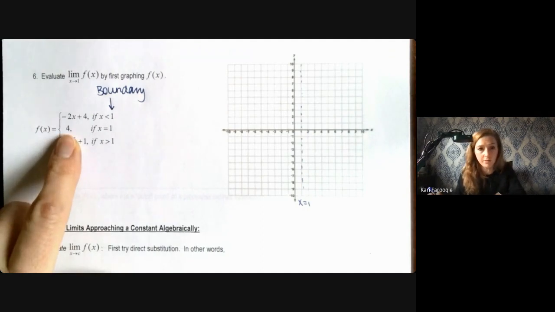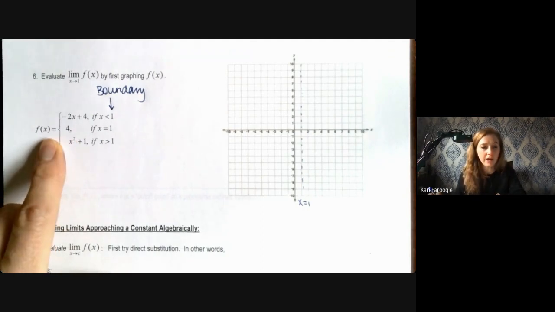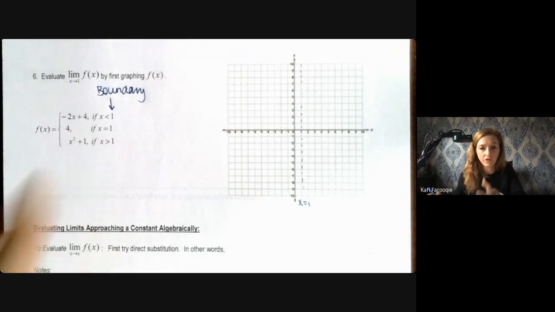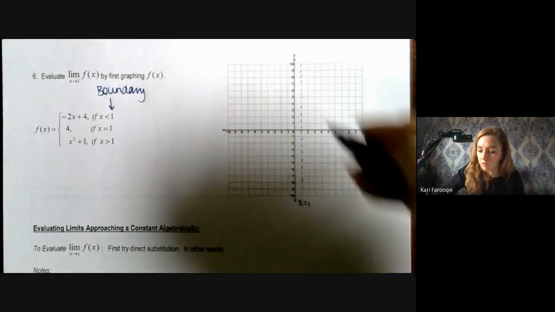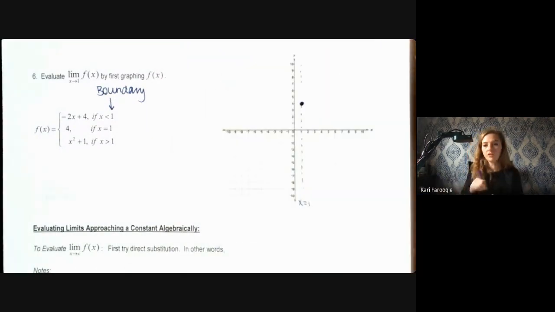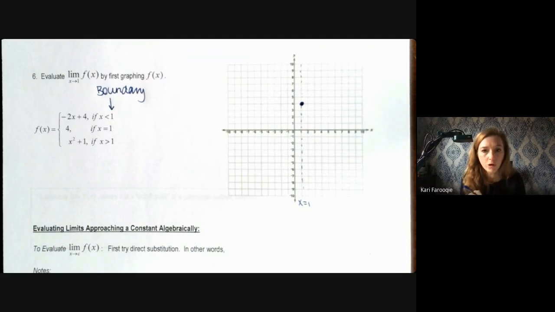That is the middle definition. F of x, which means y, equals 4 when x equals 1. That's just a point. So if x equals 1, y equals 4, fill that in with a point. It's just a closed circle at the point 1, 4.